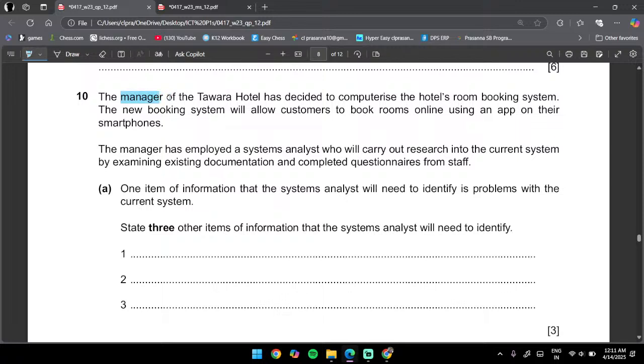The manager of the Tavara Hotel has decided to computerize the hotel's room booking system. The new booking system, okay, so now this is about a booking system. I don't know, recently there haven't been questions on booking systems, so I would recommend you practice this as well. Very likely that can come. It will allow customers to book rooms online, using an app on their smartphones.